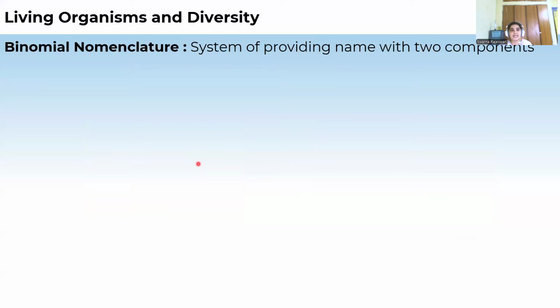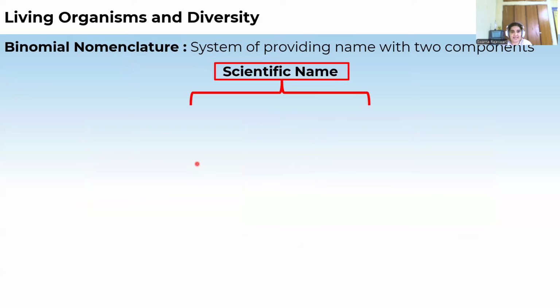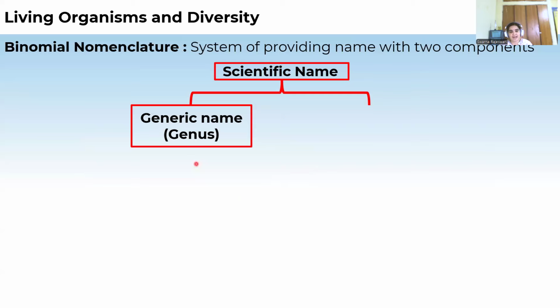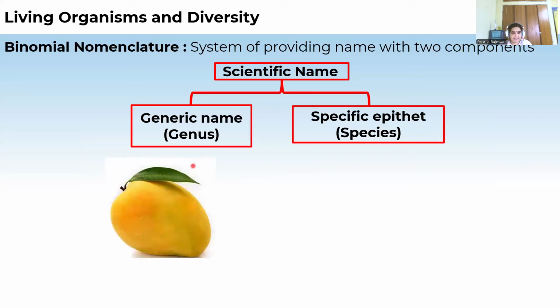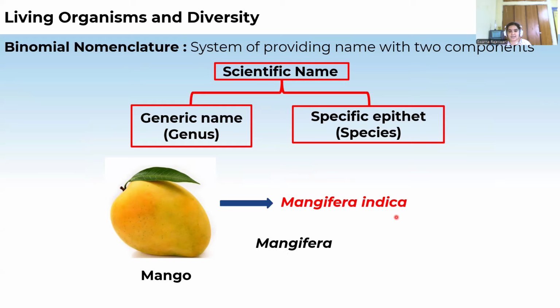Each organism is given two names, which we call binomial nomenclature. That is, the scientific name consists of two halves: one is the genus name and one is the species name. For example, mango is given the scientific name Mangifera indica. Mangifera is the genus name, whereas the species name is indica.